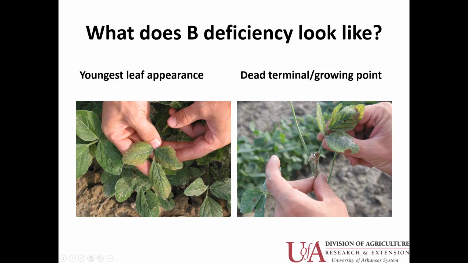The key diagnostic here for boron, one of them anyway, is that the terminal growth will die. And there's really 2 nutrients that will do that: calcium deficiency and boron deficiency. And trust me, these soils are loaded with calcium. Their cation exchange capacity ranges from, say, 9 to 16, and there may be as much as 4,000 or 5,000 parts per million calcium in some of these soils.